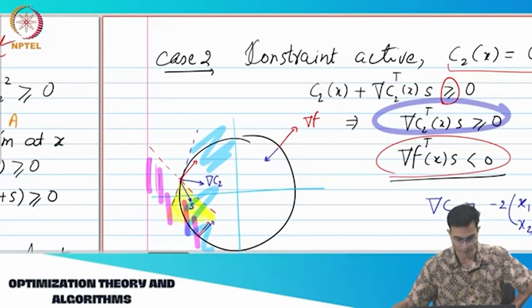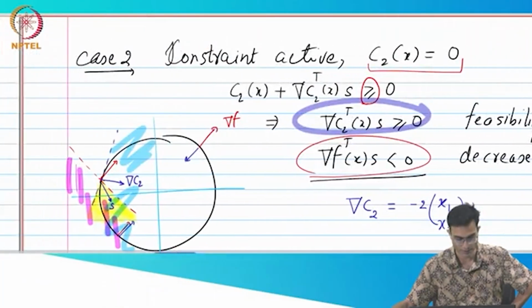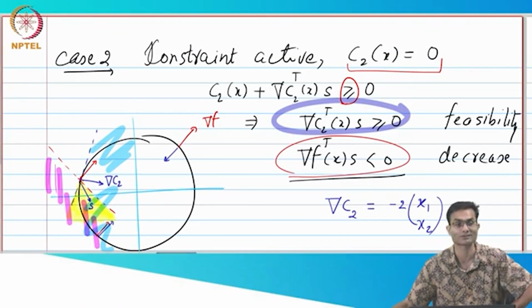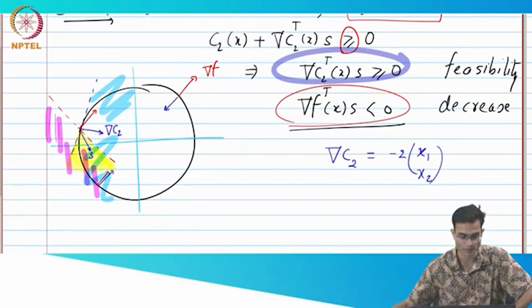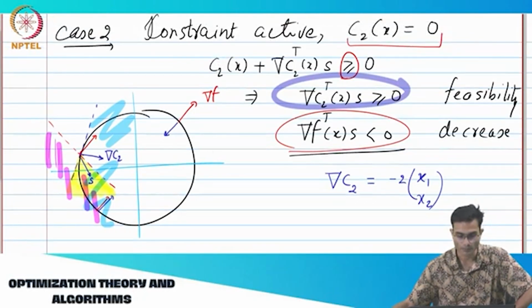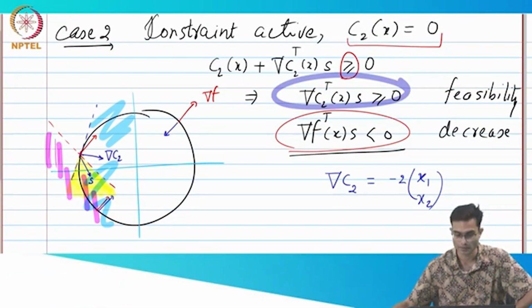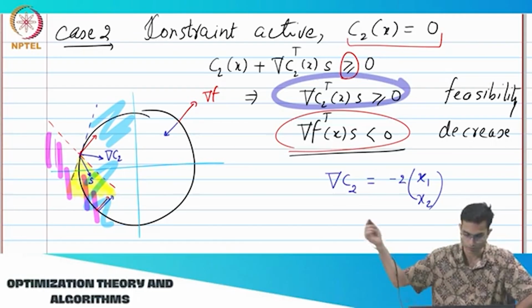Then we said, let's look at the second case. The second case is where the constraint is active. That means c2(x) is identically equal to 0, which means I'm at the boundary. Now when I'm at the boundary, we have both things to look at. One is feasibility, which came from this equation. Second is decrease.